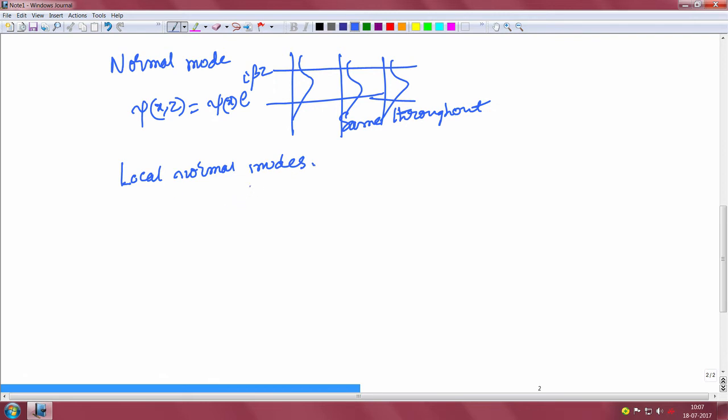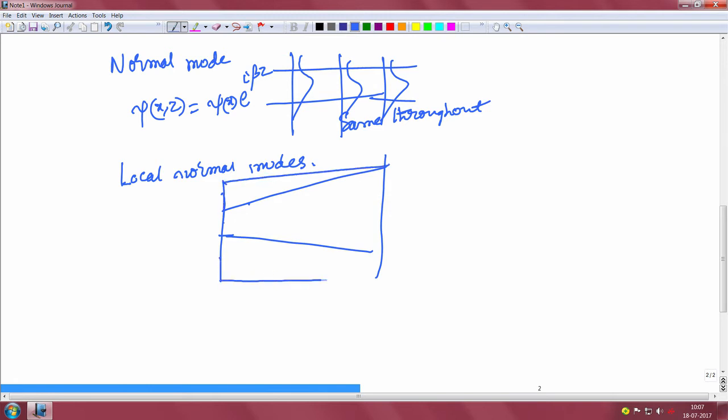Local normal modes are modes of the... I will take an example to illustrate. In this case, the width of the waveguide is different at each of these points, and I will describe how a local normal mode could be defined. A local normal mode could be defined, at any given point along the propagation direction, as the normal mode of the equivalent straight waveguide.